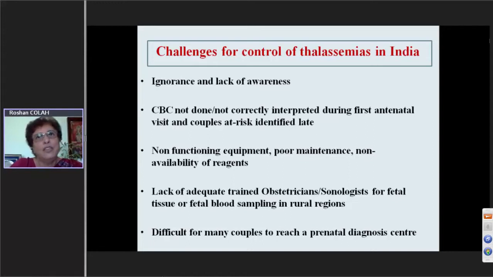We have a lack of adequately trained obstetricians or sonologists for fetal tissue and fetal blood sampling in rural areas, and due to this, couples have to travel long distances to reach a diagnostic center. And lastly, it is difficult for many couples, even if they want to have a prenatal diagnosis done, to take up that option. They have to decide whether they want to do it or not, but they cannot reach a center.